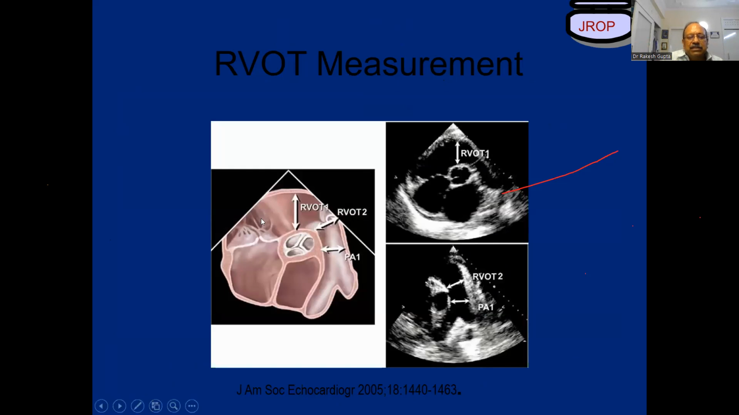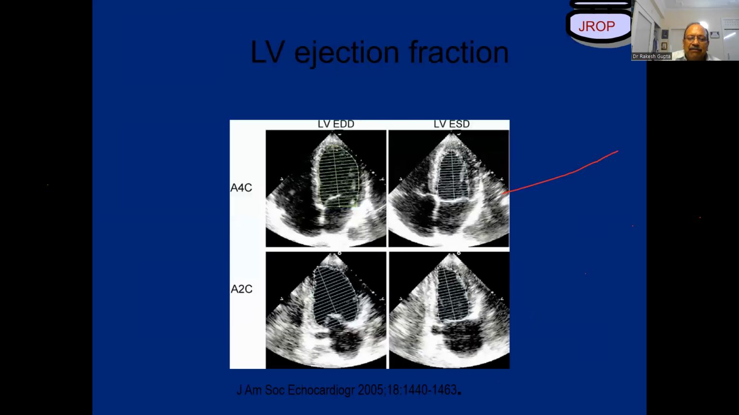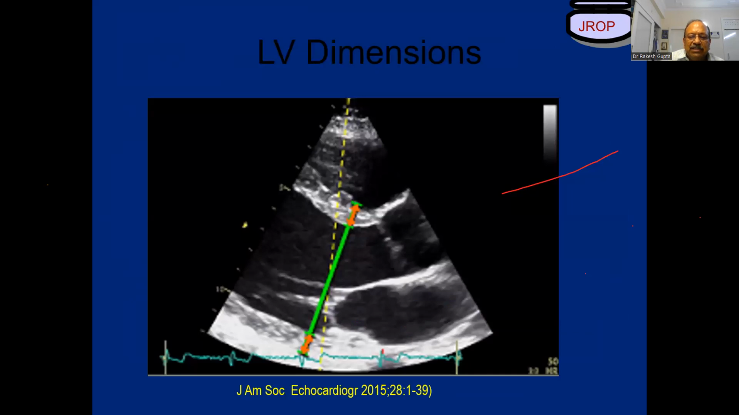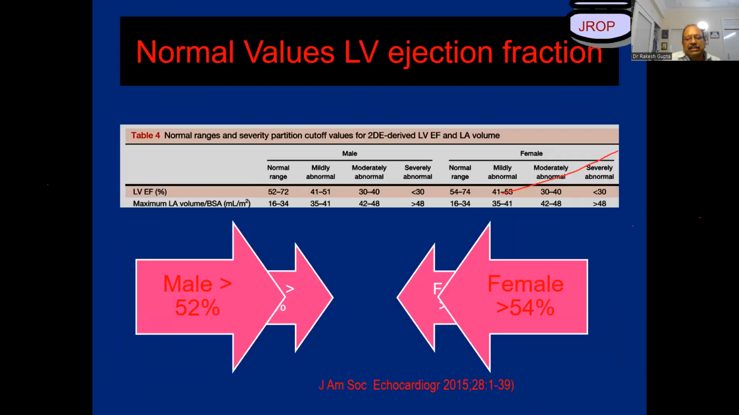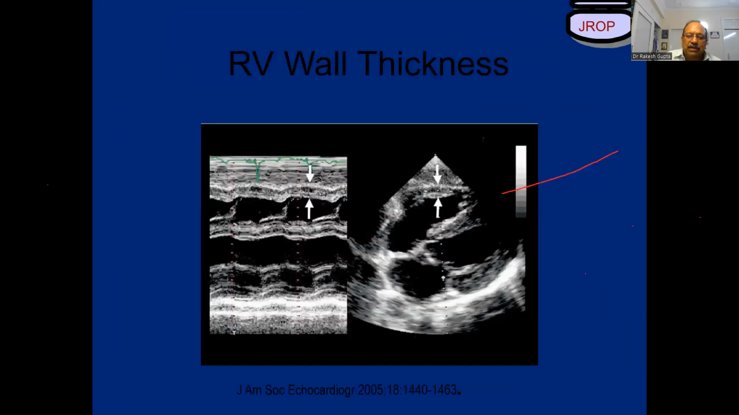Next is RV-OT dimensions. We go to the parasternal short axis view at the aorta. So the first measurement is this, the proximal RVOT, and this is the distal RVOT, and here is the pulmonic artery. RVOT proximal, whether you measure in parasternal short axis view at aorta or in parasternal long axis view, both RVOT dimensions have to be less than 35 or 37 millimeter in size. So this is proximal RVOT again. Anything more than 35 millimeters in size is considered as dilated proximal RVOT.